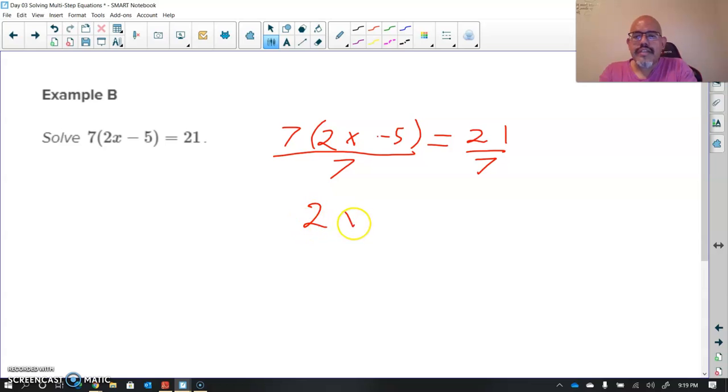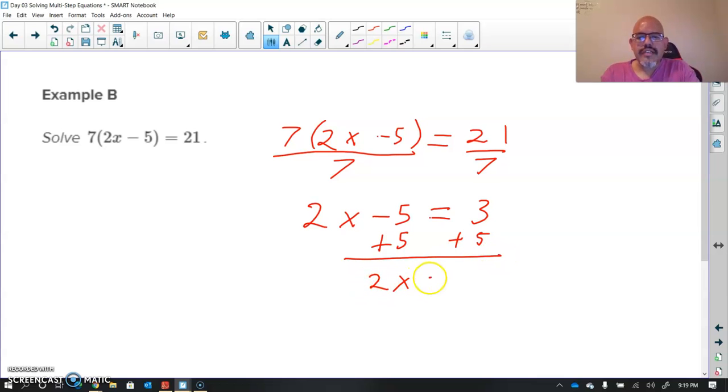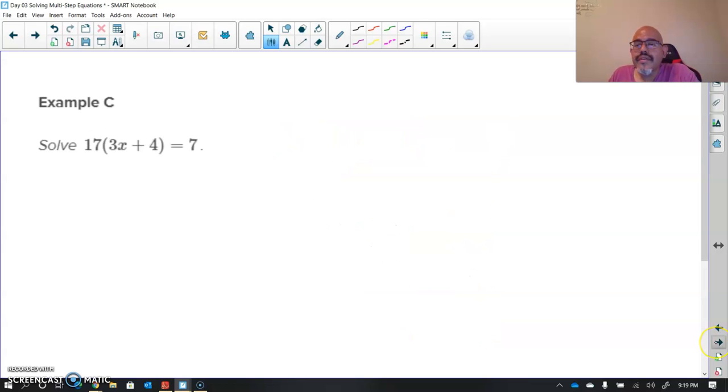So I have 2x minus 5 equal to 3. Now I'm going to add 5 to both sides. And that leaves me with 2x equal to 8. Divide by 2 because that's the inverse of multiplying by 2. So x is equal to 4. The good thing about this recording is that you can go back and see what I did and see if I went too fast for you, because that happens.